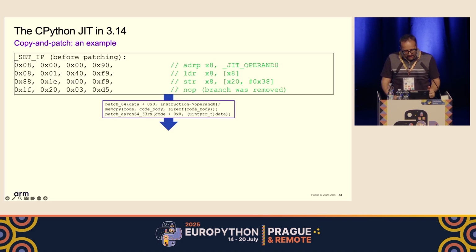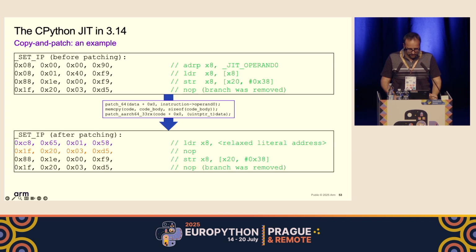Then the JIT patches the stencil with the runtime information by calling the functions we saw earlier in the emit function: the patch64, the memcpy, and the patch_arg64_33rx. And now we have the patched code in the executable memory.